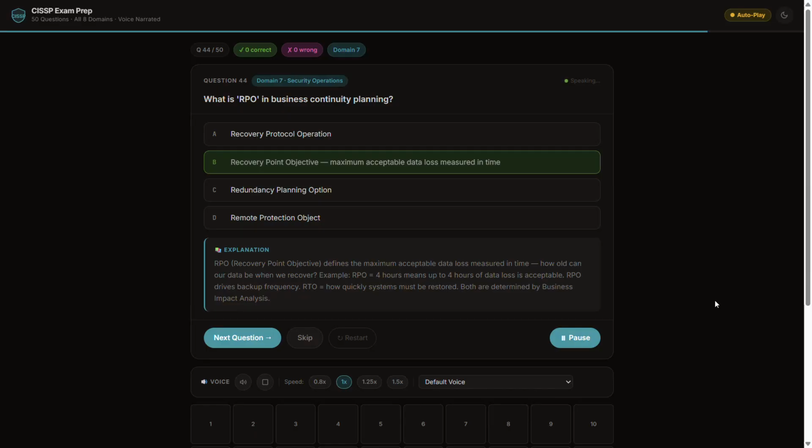Correct answer: B. RPO, recovery point objective, defines the maximum acceptable data loss measured in time. How old can our data be when we recover? Example: RPO equals 4 hours means up to 4 hours of data loss is acceptable. RPO drives backup frequency. RTO equals how quickly systems must be restored. Both are determined by business impact analysis.